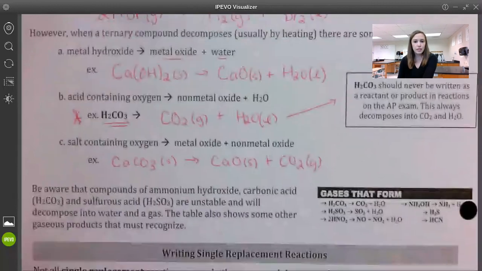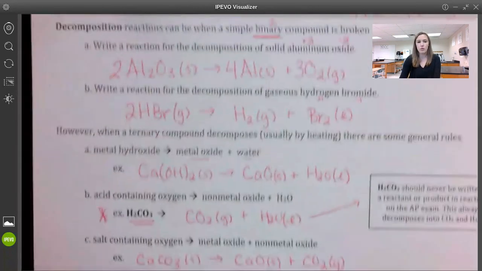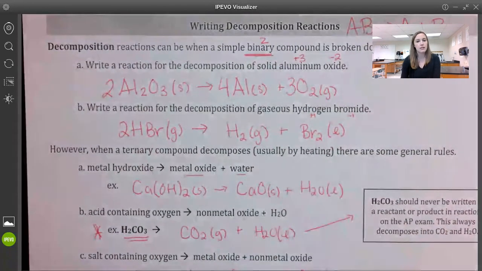One last little thing on the bottom here is just be aware of some other compounds besides H2CO3 or carbonic acid. Stuff like ammonium hydroxide and sulfurous acid are unstable, so they'll decompose into water and a gas. Don't worry too much about that right now. Just be more focused on those binary compounds, and then just kind of have these in the back of your mind.